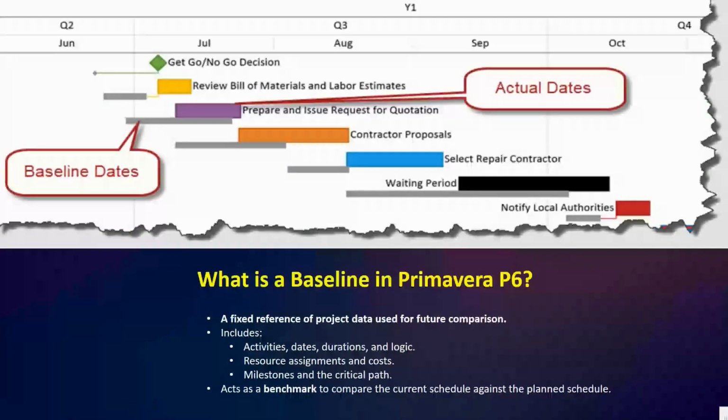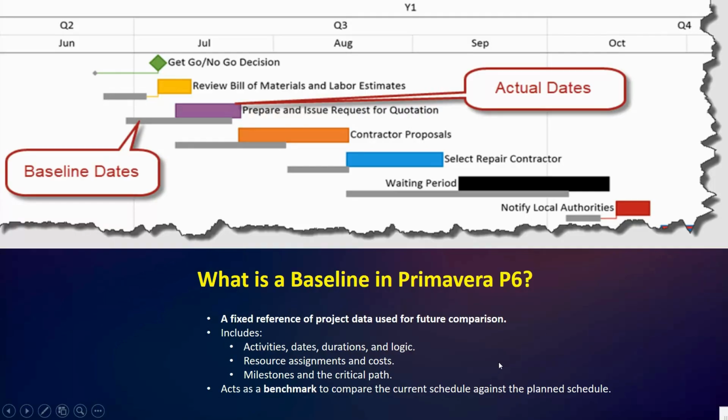Okay, so here you can see fixed reference of the project data used for future comparison. It includes activities, dates, duration, and logic. So the full structure of your project schedule. Okay, then resource assignments and cost. So you can track plan versus actual resource usage and budgets. Okay, so milestones and critical path.